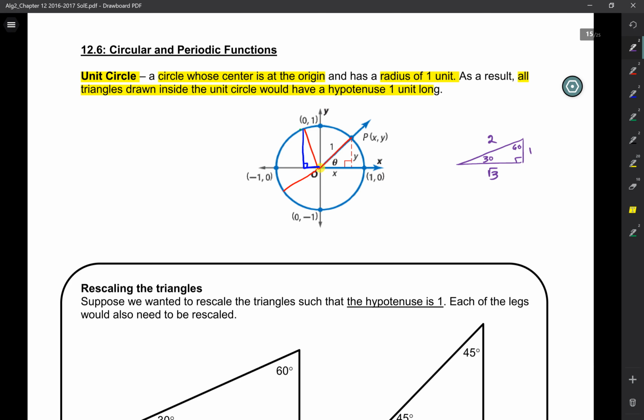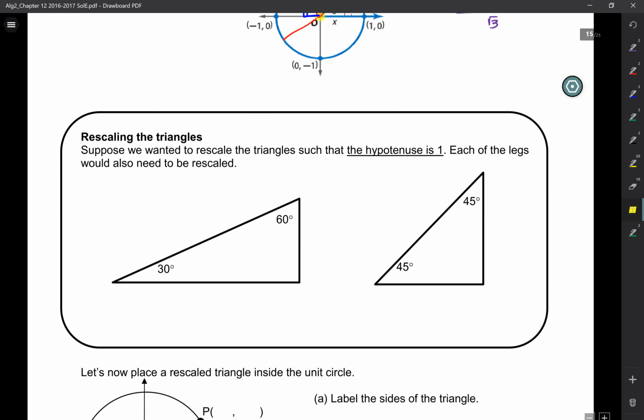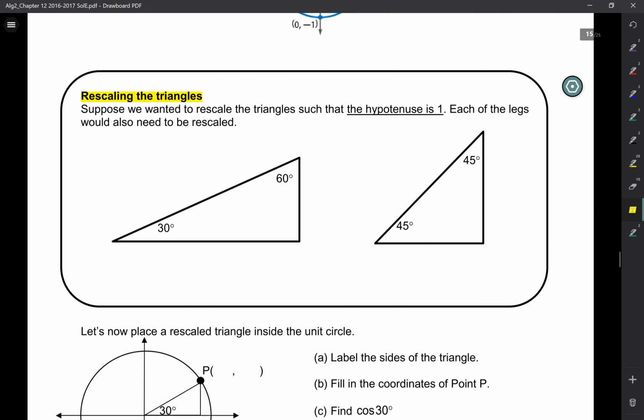So what I have to do then is rescale my triangles. And to rescale a triangle is like rescaling a picture, right? You can't just shrink it on one side. You have to shrink each side proportionally. So here, this is what we're going to do. We knew that the radius was 1 when we were doing the quadrantal angles, but we haven't done the other angles yet. Okay, the pi over 3 and the pi over 4, we haven't done those yet. So we're going to rescale the triangles.